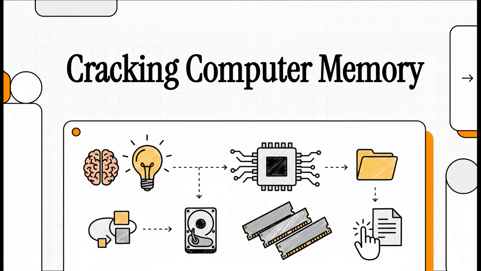Hey everyone, and welcome. Have you ever wondered what's really going on inside your computer when you, say, click on an icon? How does it just instantly pull up a program or a file? Well, today we are cracking the code on one of the most critical parts of your machine. It's memory. So let's just dive right in.